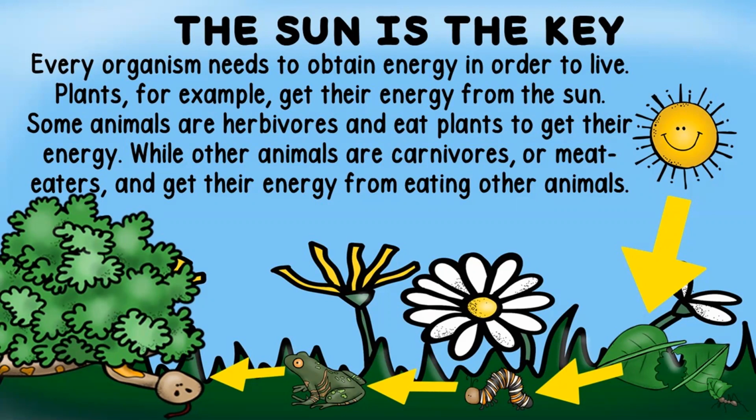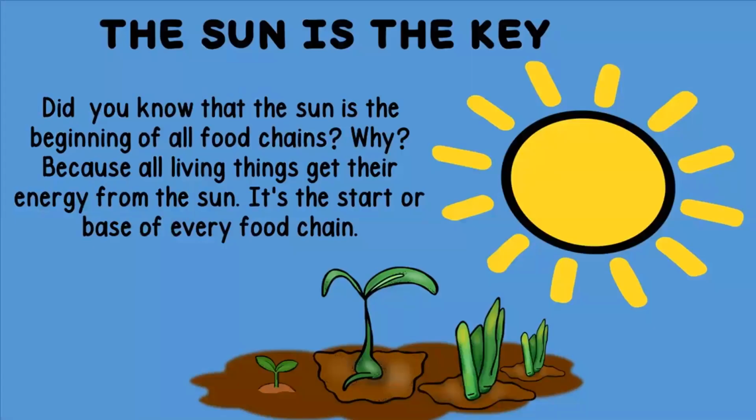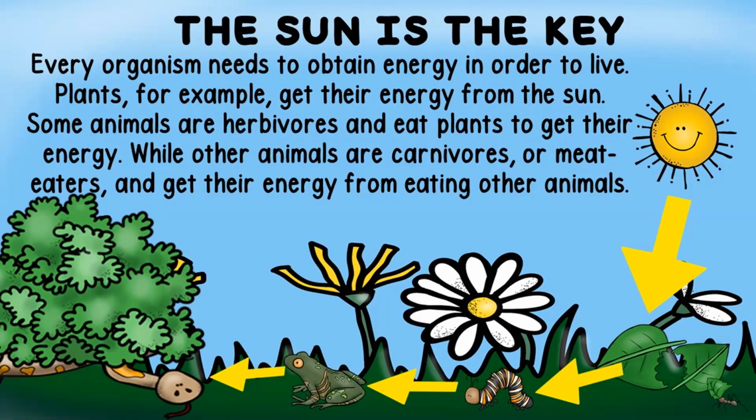It's eating other things. Did you know that the sun is the beginning of all food chains? Why? Because all living things get their energy from the sun. It's the start or base of every food chain. So like I said, when we go back to this slide, it starts with the sun, right? The sun shines down on the plant. The plant uses a process called photosynthesis to get energy to grow. The caterpillar eats the plant, the frog eats the caterpillar, the snake eats the frog, and so on.